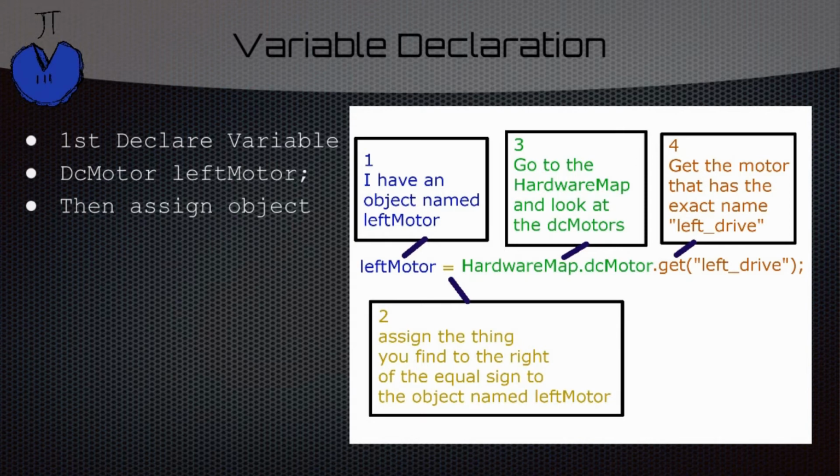So next you assign the object. So over here on the right we have our hardware map example from earlier. So we'll say leftMotor, which is the name of our DC motor container that we set up earlier, and then we say equals with the assigner, and then on the right side of the equals we get from the hardware map a DC motor named left drive. So now the leftMotor equals the thing that we set up earlier in the configuration file named left drive. So if we went out to the hardware map and got a servo, then it won't work because our leftMotor is declared as a DC motor. It can't be a servo.